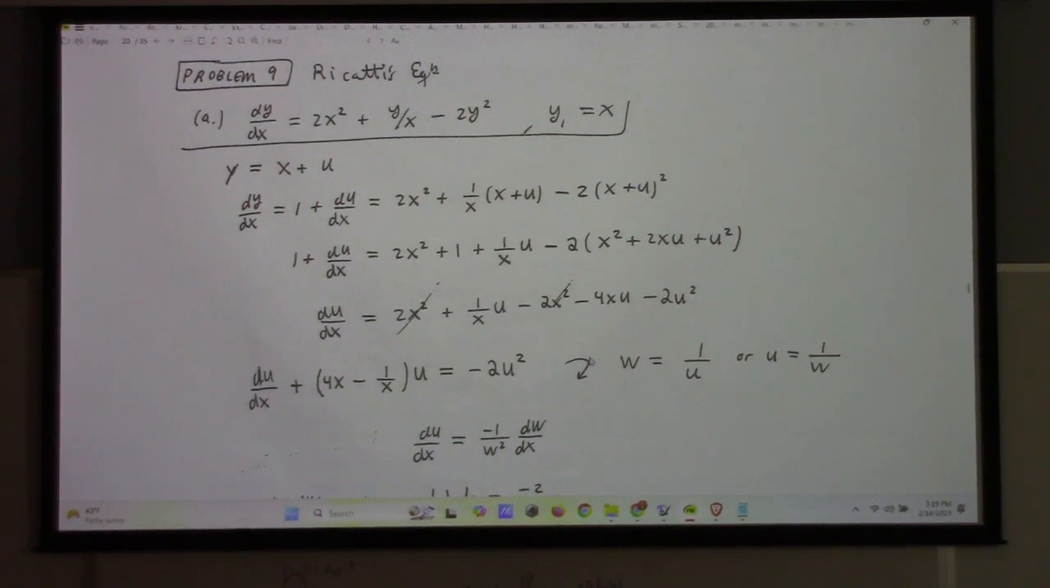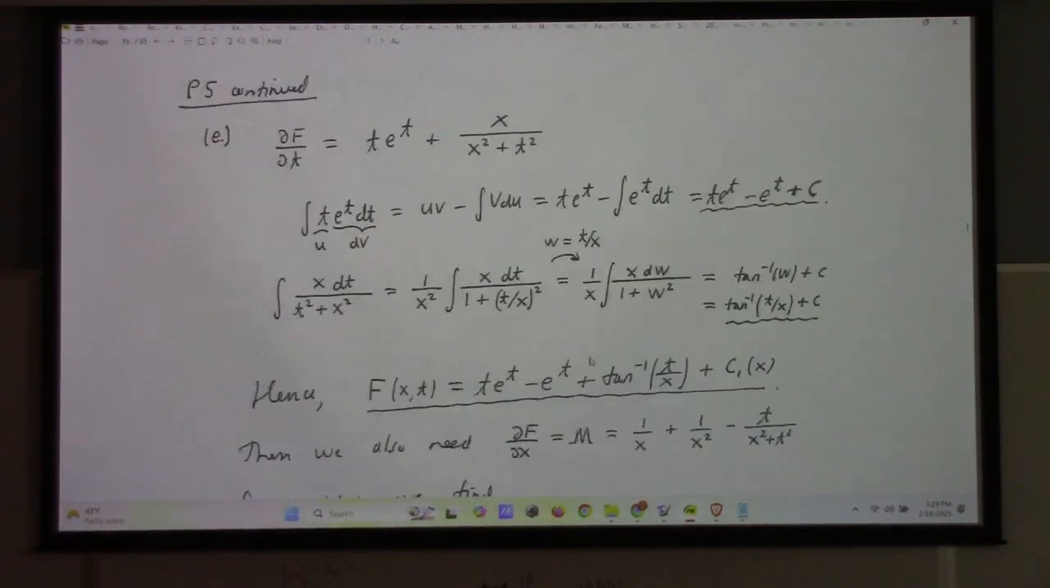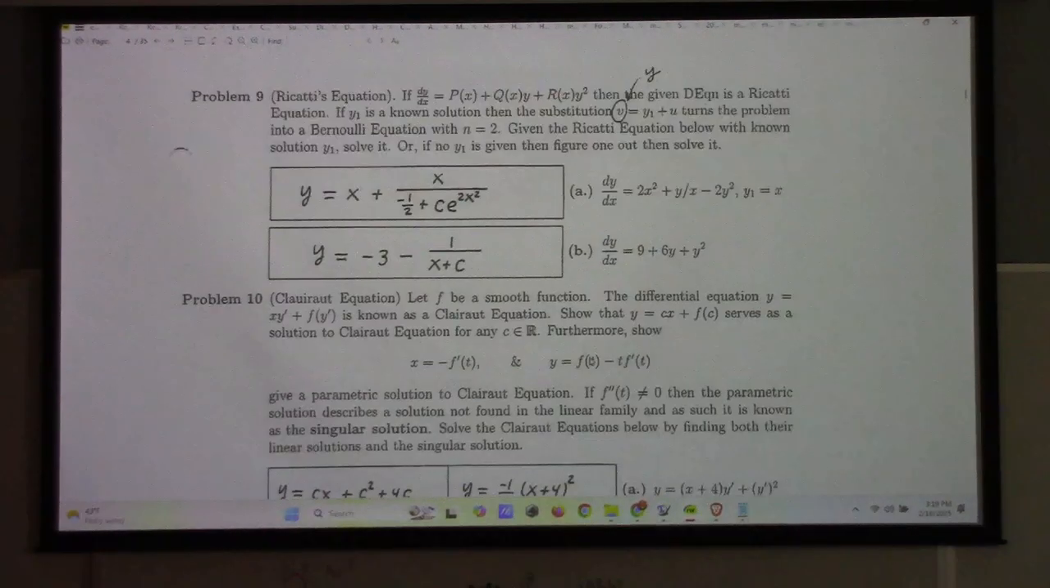But essentially, we have dy/dx equals some function. I don't even remember it without looking back. If we have some differential equation of this particular form, and if we have a known solution, then you can make a substitution that when you plug it in, the Riccati becomes a Bernoulli, and then you can solve it. So it's kind of wild.